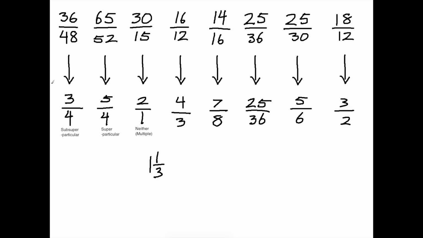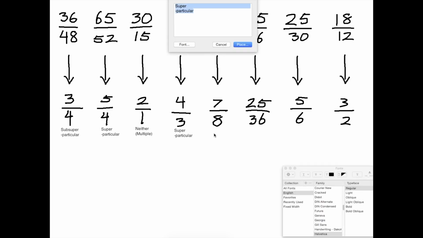That's what this comes out to be. Therefore, because it's 1 with a single fractional part, 1/3, that makes it superparticular. Next, we have 7/8. Now, this one's not a superparticular because it's less than 1, but it lacks only 1 fractional part to be equal to 1. It's only missing 1/8, which makes this, of course, a sub-superparticular.